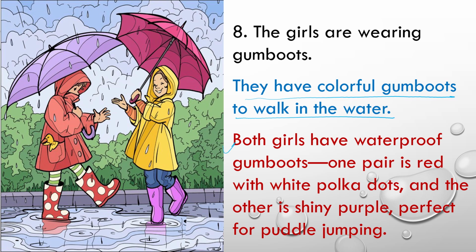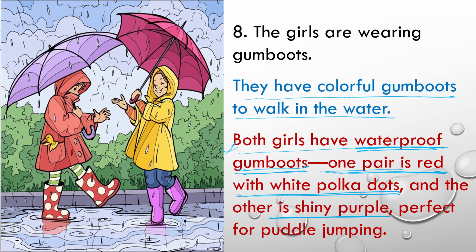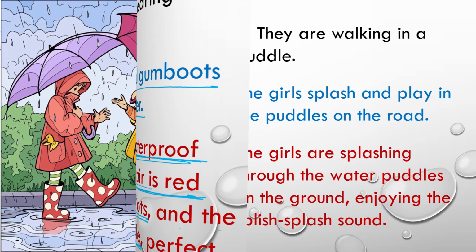Other sentences, both girls have waterproof gumboots. Now you are defining, characterizing these gumboots. One pair is red with white polka dot. Sensory detail. What you see. One pair is red with white polka dot and the other is shiny purple. Now you are adding the details of the color of the gumboots, which is perfect for puddle jump. So what is the sentence? Both girls have waterproof gumboots. One pair is red with white polka dots and the other is shiny purple, perfect for puddle jump. So this way we can stretch the sentence.